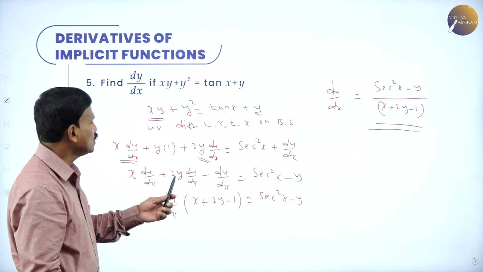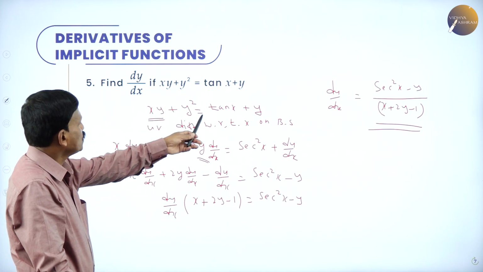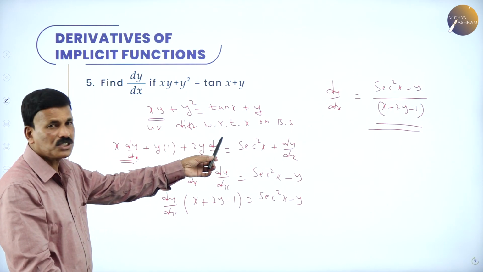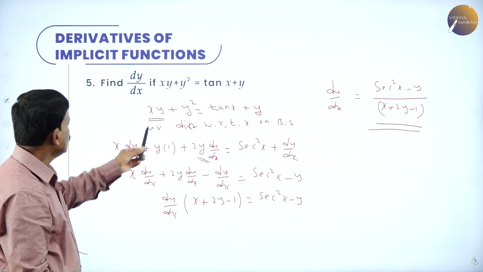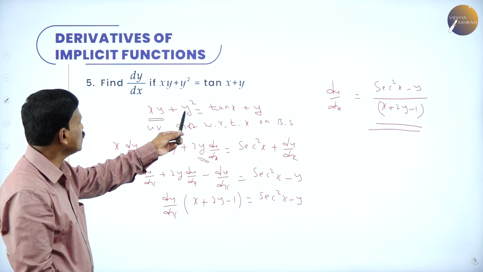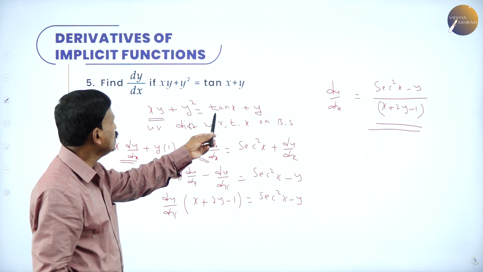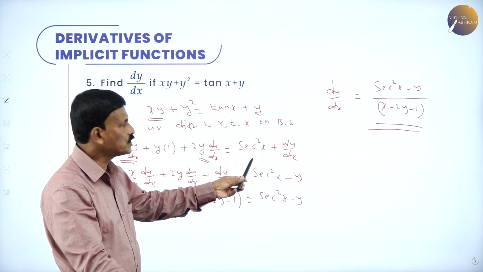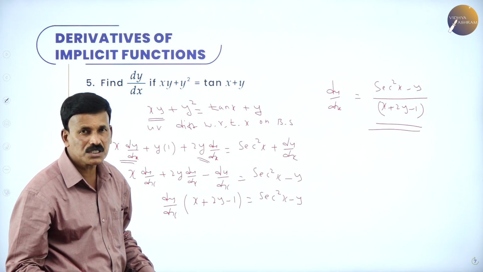Very simple problem. This is a 3-mark question. So what is given? xy plus y square is equal to tan x plus y, differentiating with respect to x on both sides. This is the product rule: u into v, first function into derivative of y is dy by dx, plus y into differentiation of x is 1. Again, differentiation of y square is 2y dy by dx, equal to differentiation of tan x, which is secant square x, and derivative of y is dy by dx. We are differentiating with respect to x.